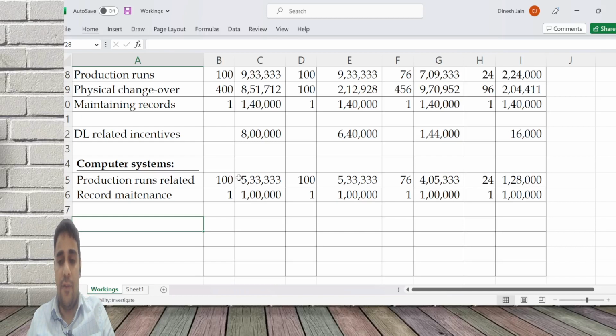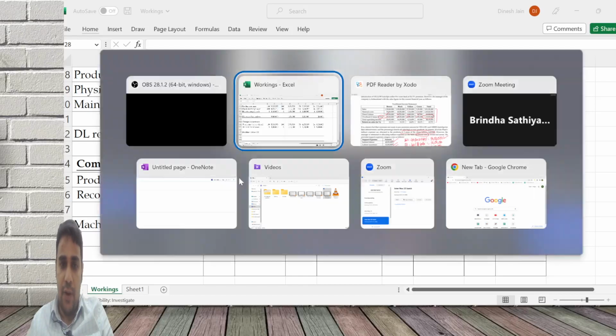Slightly lengthier kind of a question. Machine related overheads are 140 per machine hour. What is the number of machine hours?